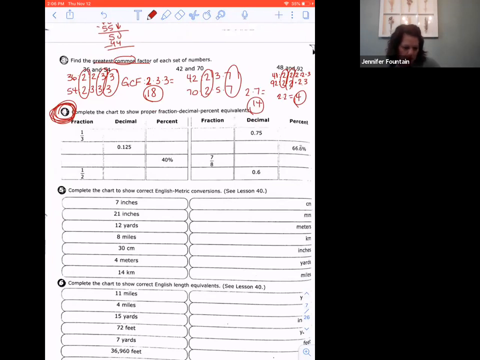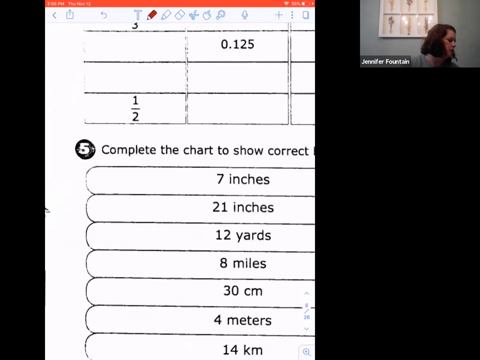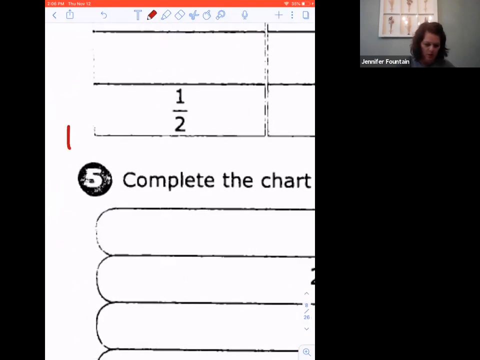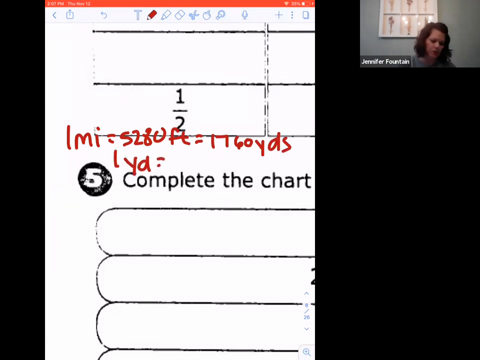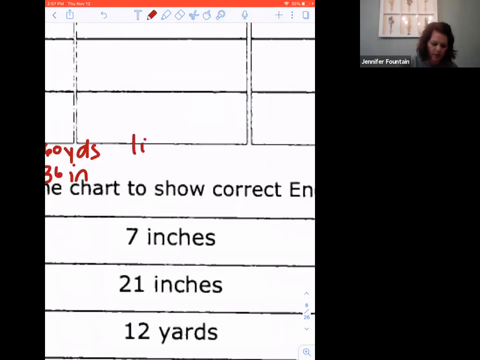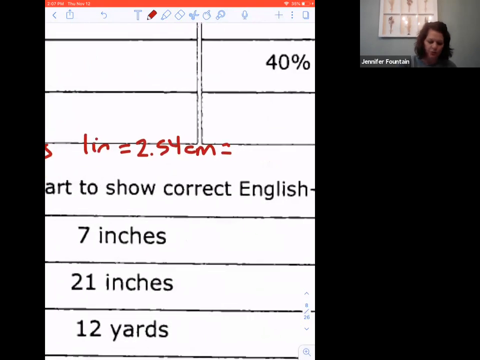So what I'm going to do, I'll just write it up here. 1 mile equals 5,280 feet, which equals 1,760 yards. 1 yard is equal to 3 feet, which equals 36 inches. 1 inch is equal to 2.54 centimeters, which is equal to 25.4 millimeters.